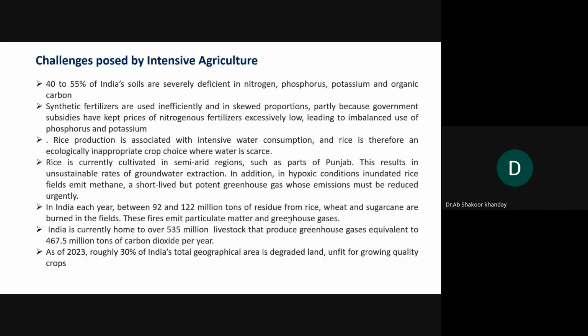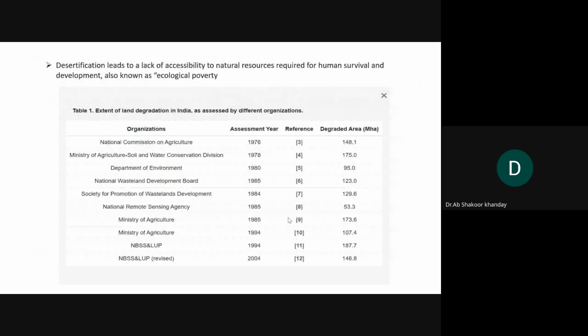About 567.5 million tons of carbon dioxide per year. As of 2023, roughly 30% of India's total geographic area is degraded land that is unfit for growing quality crops. And you can see the scenario of desertification, which has been reported by different sources.